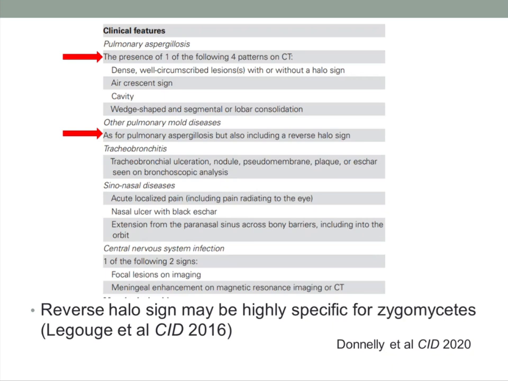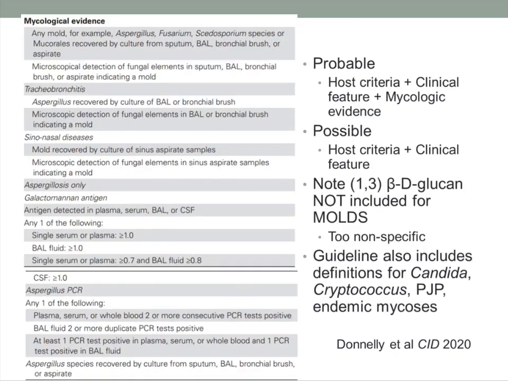In terms of the clinical features, for Aspergillosis, we have some pretty well-defined CT findings that you may see. So those nodular lesions with or without a halo sign, an air crescent sign, wedge-shaped consolidations. They did include the reverse halo sign, especially for mucor. This is from a great study in CID that I refer to sometimes that shows it's very highly specific, not necessarily sensitive for mucor, but if you do see it, you need to really keep mucor high on your differential. And then it also goes through sinonasal disease, central nervous system infections, just other things that can meet your clinical features when you're making the diagnosis of invasive fungal infections.